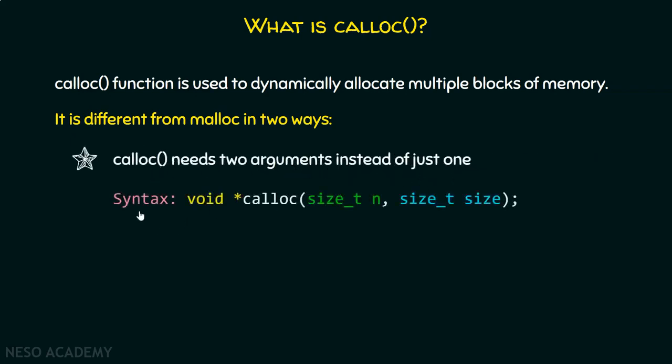Here is the syntax of calloc. Calloc needs two arguments. The first argument represents the number of blocks and the second argument represents the size of each block. As simple as that. So calloc needs two arguments instead of just one. In case of malloc, obviously one argument is required. Here in this case, two arguments are required.